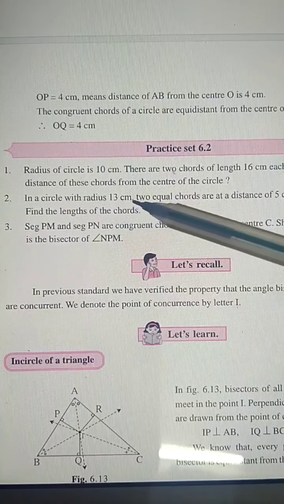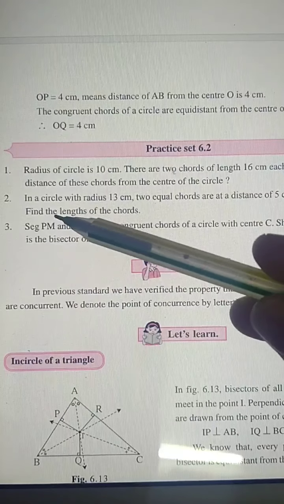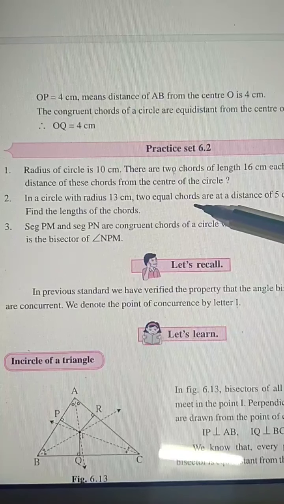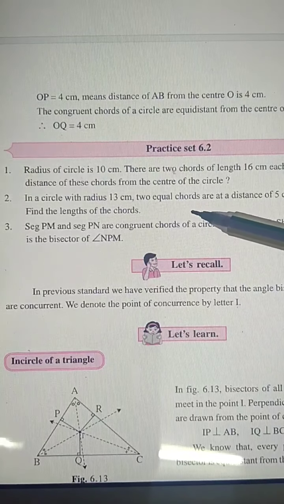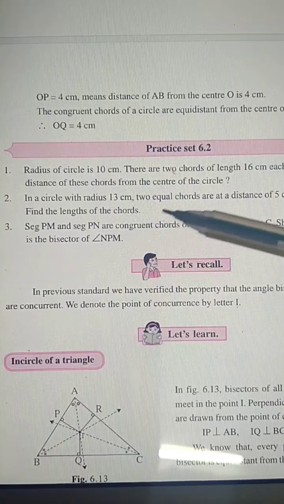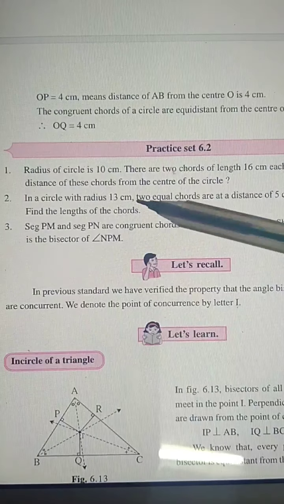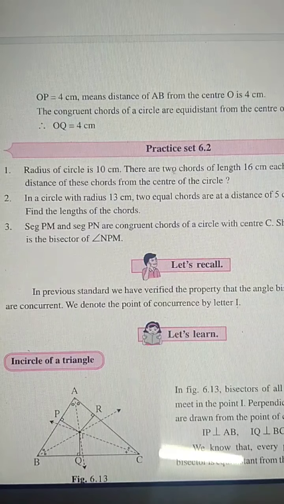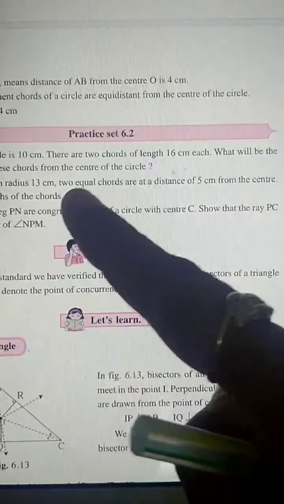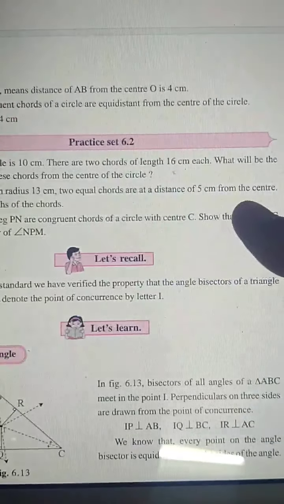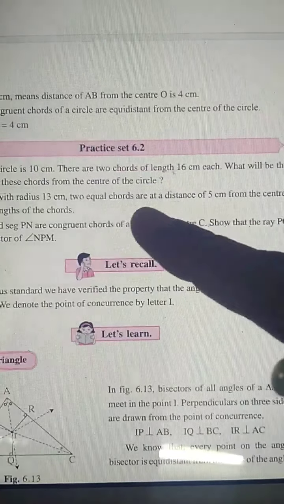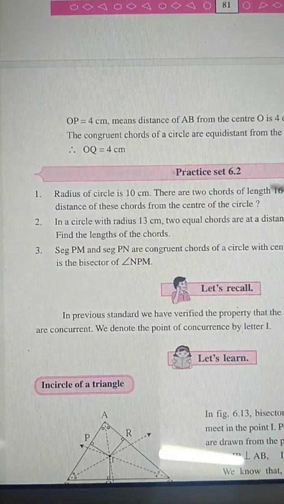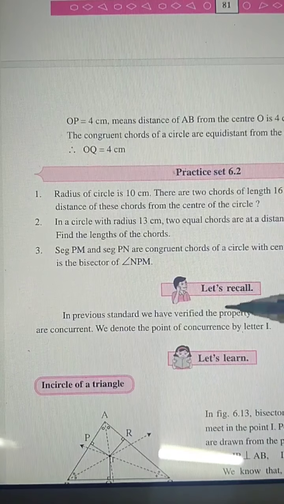In a circle with radius 13 centimeter, okay, the circle's radius is given. There are two equal chords. Equal chords given, the sentence is given. That means the distance of the chord from the center is also going to be the same. So the circle's center is O, the chords are congruent, two chords are equal. Equal chords are at a distance of 5 centimeter from the center. Both the chords' distance from the center is 5 centimeter. The question is, find the length of the chord.